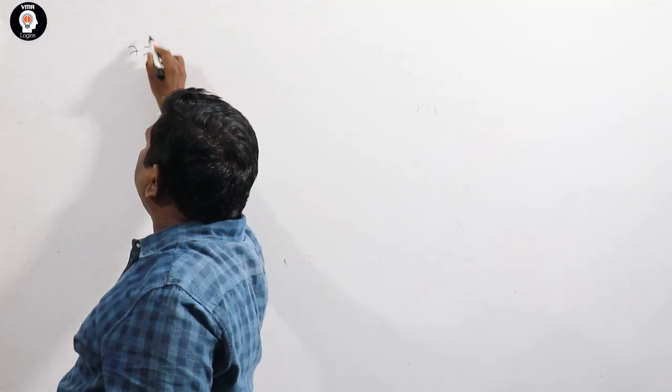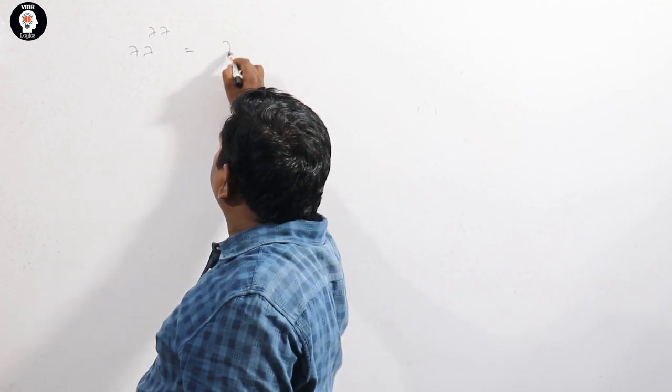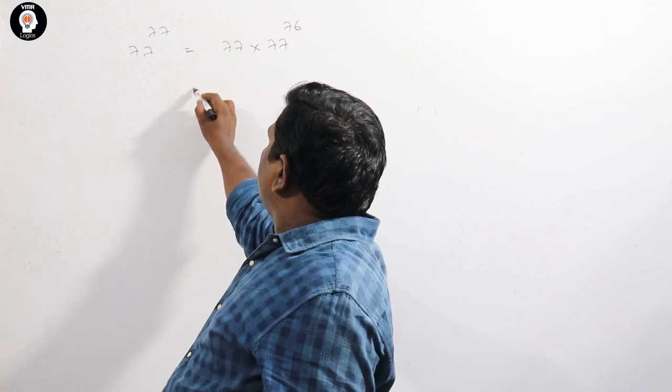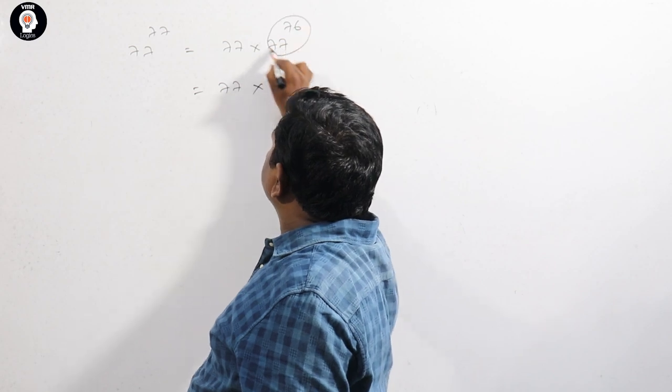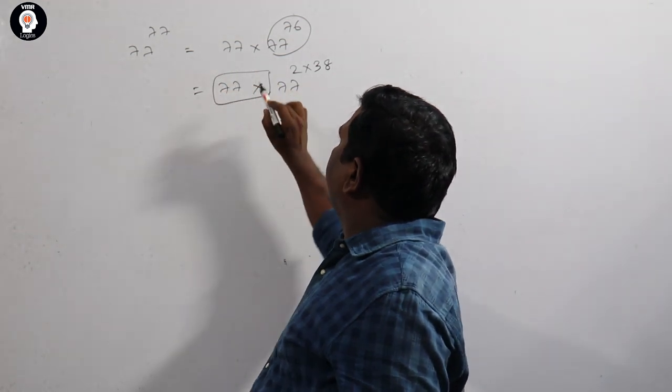This was asked in SSC CGL 2017, or some year, I forgot exactly. 77 power 77. What are the last 2 digits of this? I write this as 77 into 77 power 76, which is 77 into 77 power 2 into 38. I'll keep the 77 on the side.